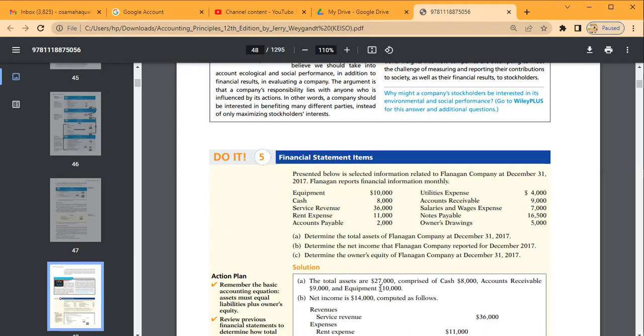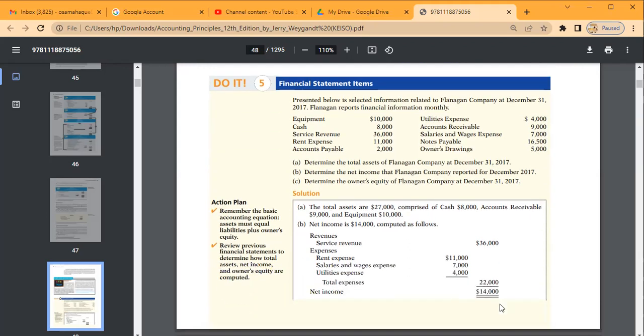It's fine. Okay. Now let's move on to part B. Part B says determine the net income that Flanagan Company reported for December 2017. So in order to determine the net income, we will have to prepare the income statement. Here is the solution for the income statement. We had just discussed it in our last class.